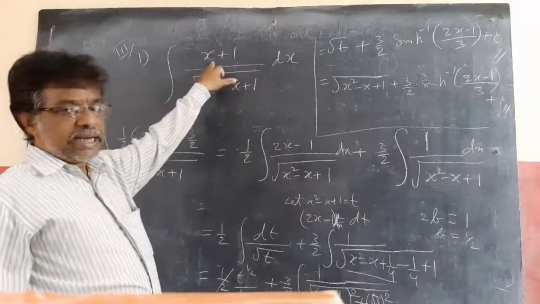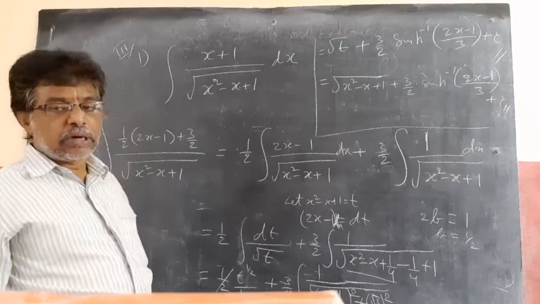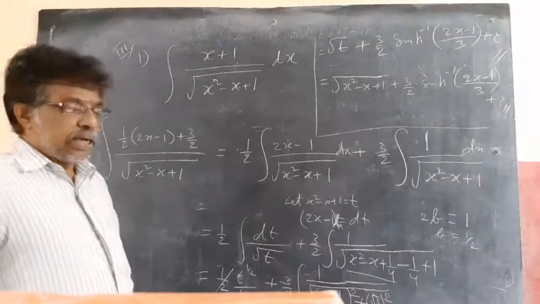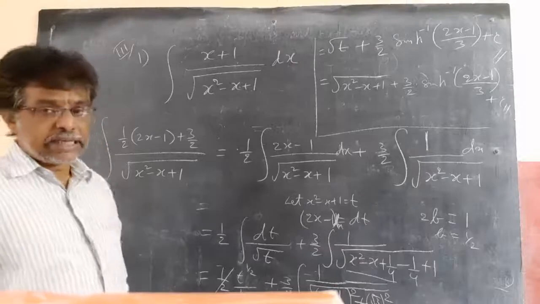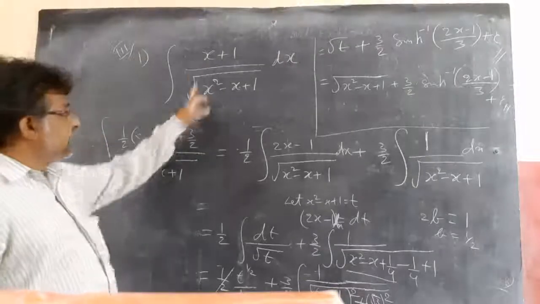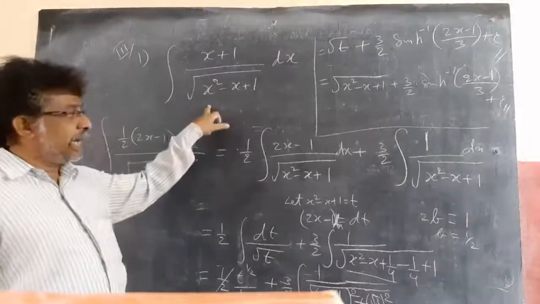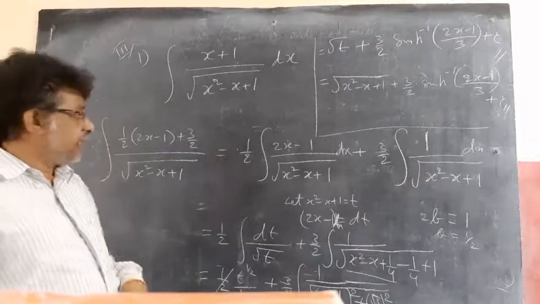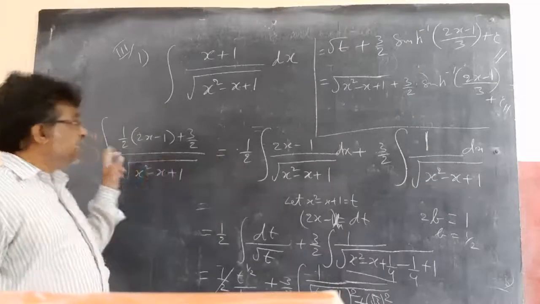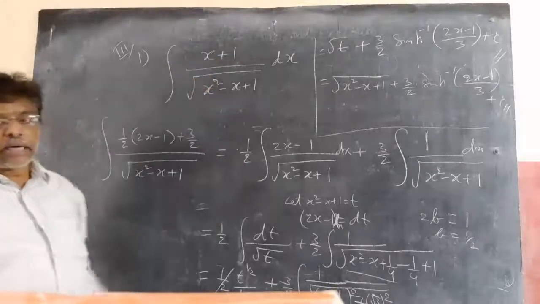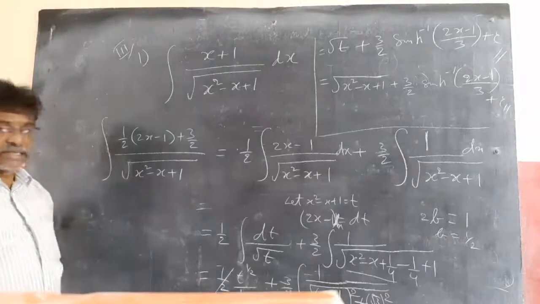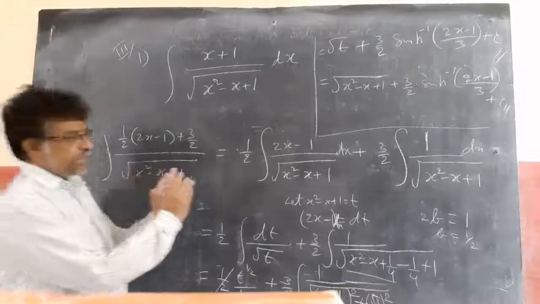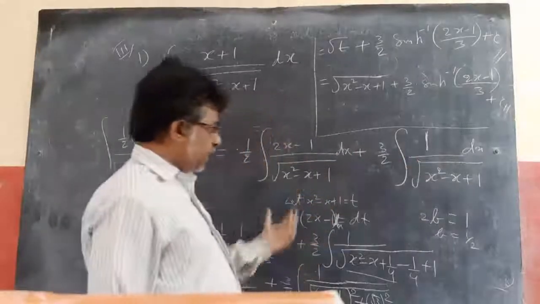If it is in this form, you take the linear expression px plus q equal to a into the derivative of the quadratic, plus b. Here, linear x plus 1 equal to a into the derivative of x square minus x plus 1, plus b. Then I find the a and b values. By substituting a and b in place of x plus 1, I write a into the derivative of the quadratic plus b. Then I separate it into two parts and integrate them separately.